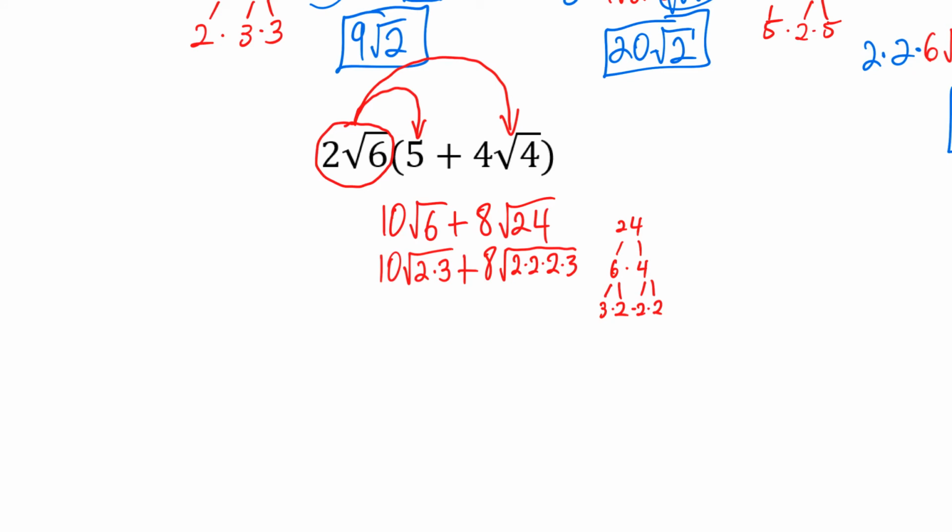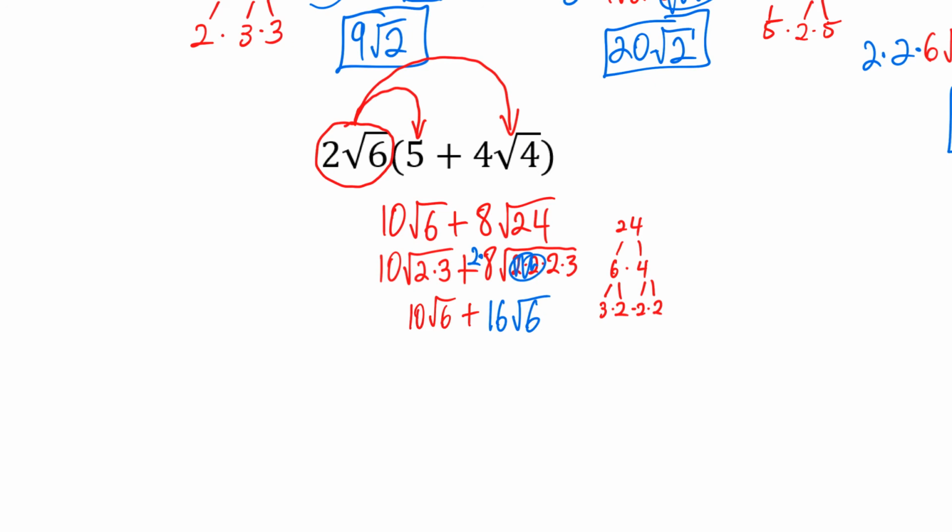Okay, so over here on this side, I can't simplify anything there, so I'm just going to leave that as 10 square root of 6. Then over here, I've got this pair of 2s, so that's going to be a 2 that comes out here. So it's going to give me a 16 on the outside, and then on the inside, this 2 and 3, I just multiply those back together to get a 6.